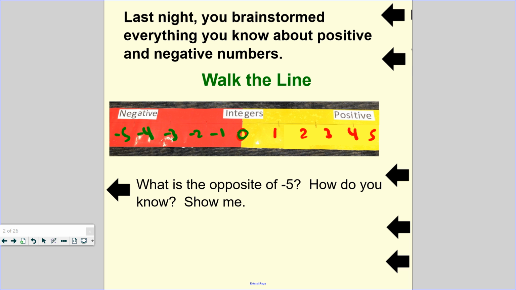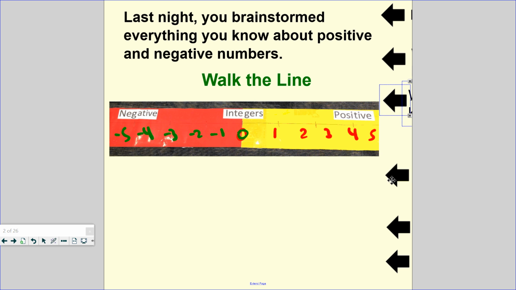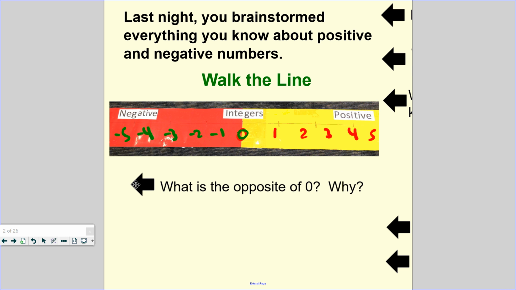What is the opposite of -5? Here's -5 right here. I think it's 5. How do you know? Show me. -5 is 5 units from 0, while 5 is 5 units from 0. So -5 and 5 are opposites. What is the opposite of 0? 0. The opposite of 0 is 0, because if you look closely, 0 is neither positive nor negative. 0 is 0 spaces from 0.